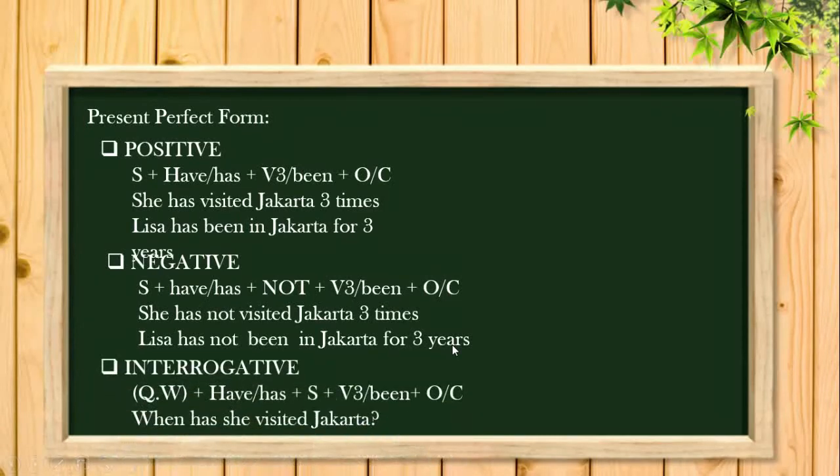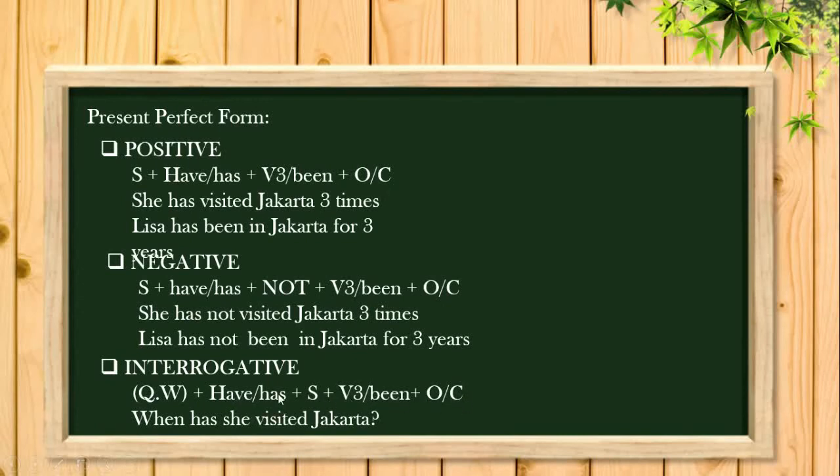What about the interrogative form? Bagaimana untuk kalimat interrogatifnya? Kita lihat, kata have atau has muncul ke depan. If you use question word, kalau muncul nanti kata tanya, question word, nanti kalau kamu menggunakan question word, maka you only put the question word ya in the beginning of the sentence, di awal kalimat. Okay, question word plus have has plus subject plus verb 3 or been object or complement.